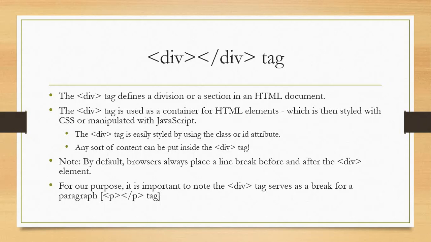Let's focus on the div tag. The div tag, short for division, defines a division or a section in an HTML document. We will see this later on when we use it within CSS and within JavaScript. Anything can be put inside the div tag. However, within this course, it will be most commonly used to break up our paragraphs. Again, the tags for paragraphs are P, close P. This is where we put any of our text within our paragraph tags.